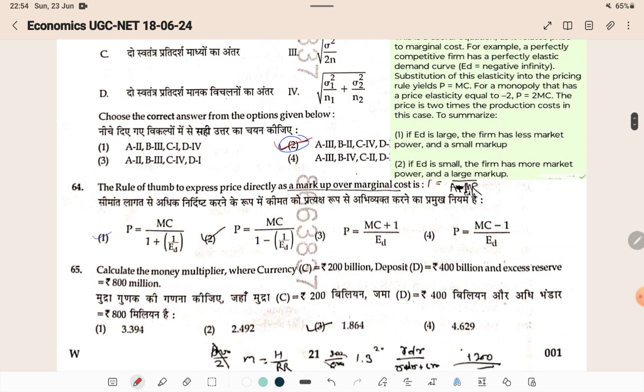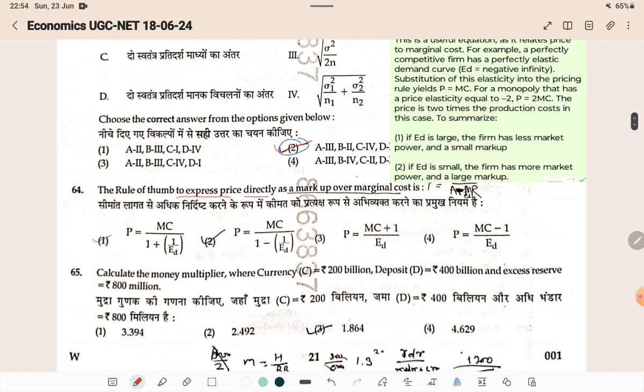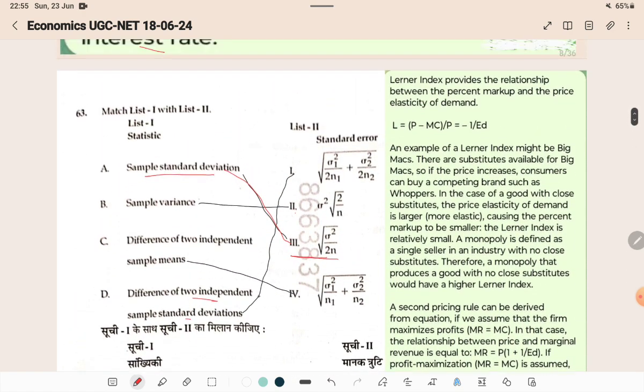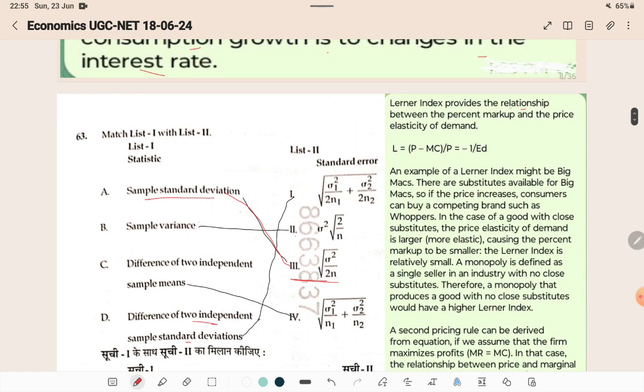Now the next question is the rule of thumb to express price directly as a markup over marginal cost. So first will be the right option here, price is equal to marginal cost divided by 1 plus 1 upon elasticity of demand. Here is the explanation of this. Lerner index provides the relationship between the percent markup and the price elasticity of demand. Lerner index is equal to P minus MC, where P is price and MC is marginal cost, divided by P, price, is equal to minus 1 upon elasticity of demand.